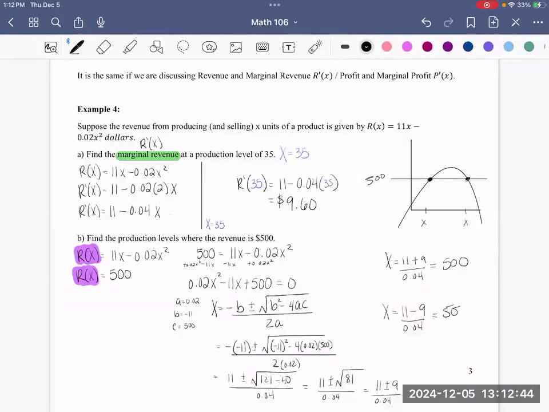So when your X units are between 50 and 500 units, will your revenue be at $500?